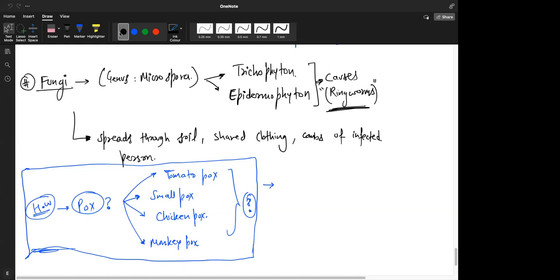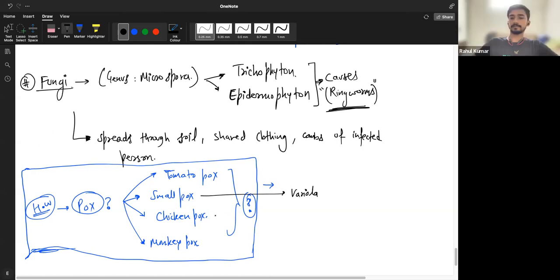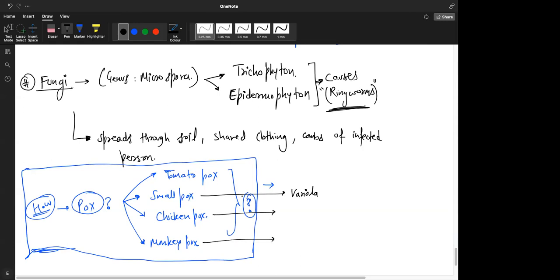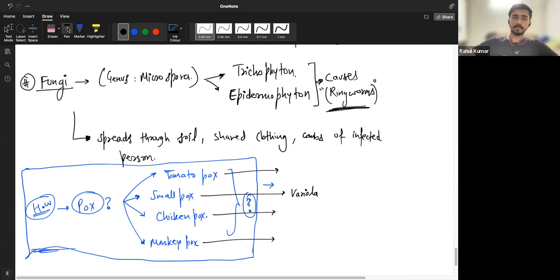So now in India it's very rare to get this virus, like 5,000 cases in India per year. You're right. So you figured it out for smallpox. Anything else you figured out?